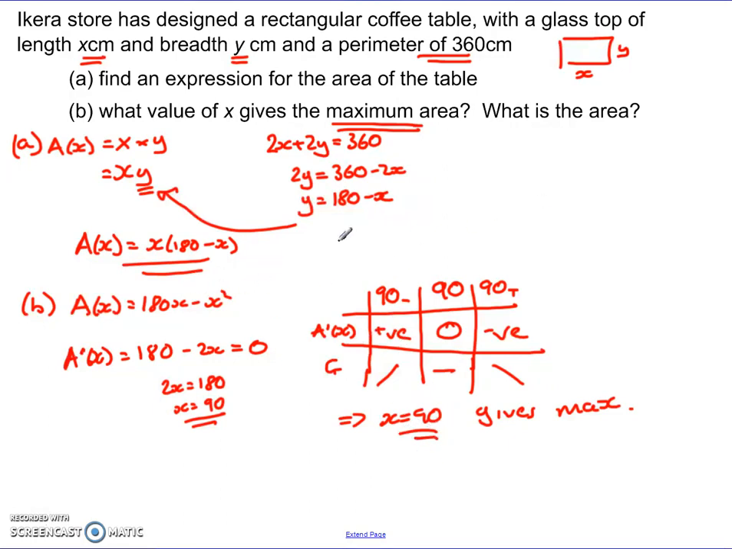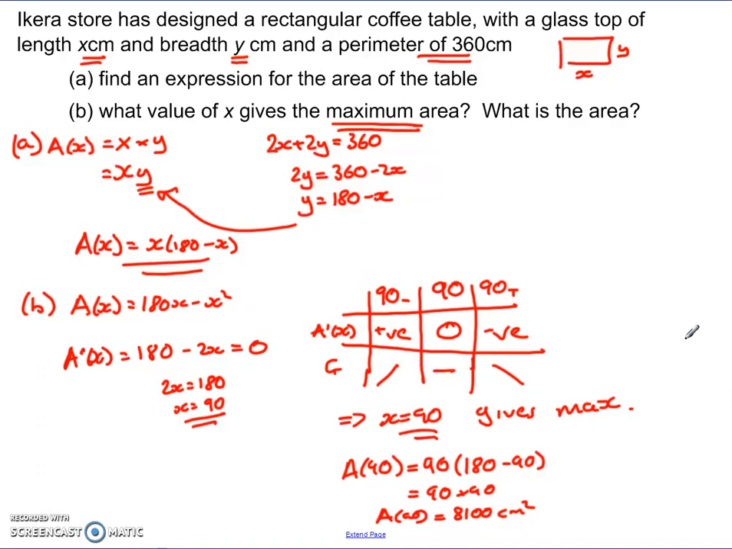We now want to find the area, so substitute it into there. I want to find A of 90, which is going to be given by 90 times bracket 180 take away 90, which gives me 90 times 90, so I've got 90 squared. So my A of 90, my maximum area, equals 8,100 square centimetres. That there is the maximum area you can get for a table from that shop.